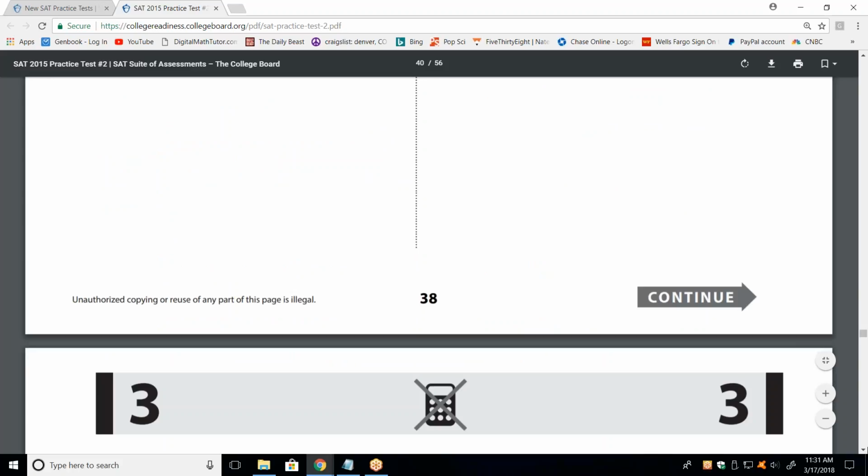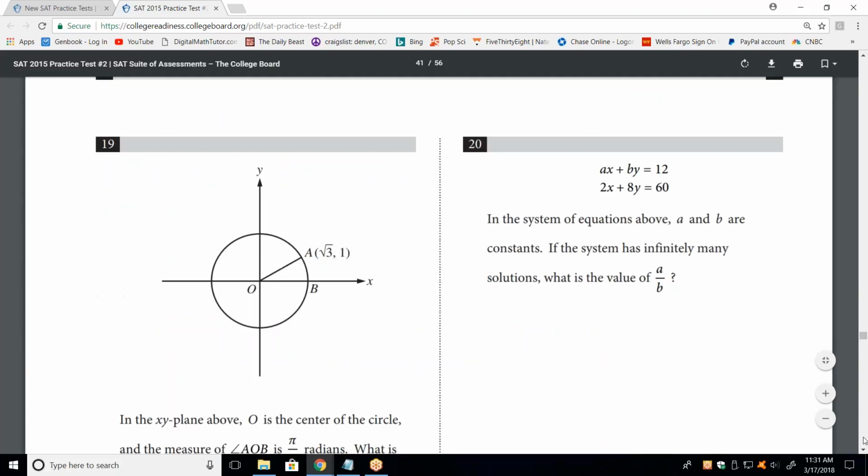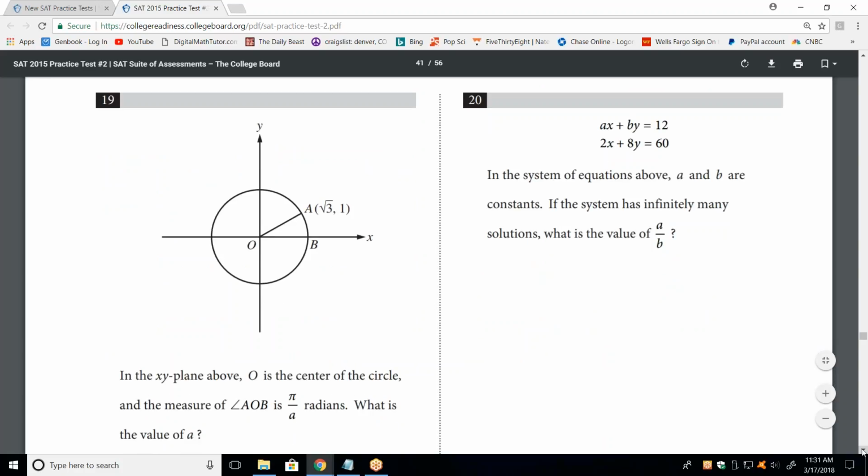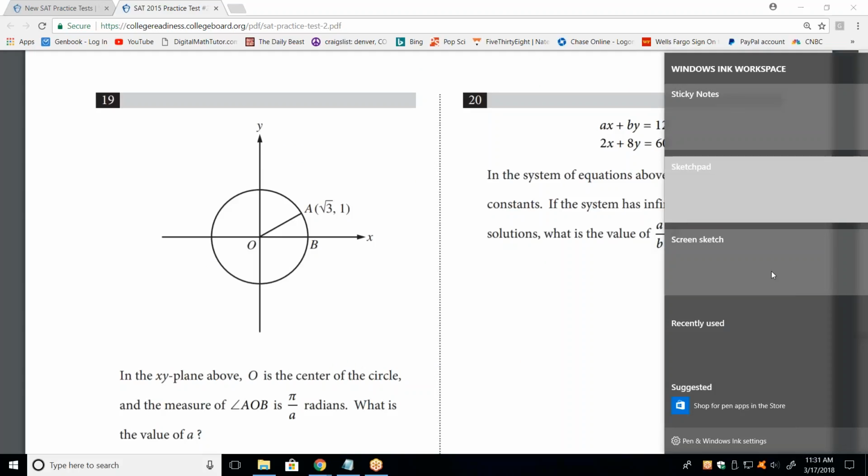That's the done of the grid. There's not that many grids. However, we are in the non-calculator section still. I'm not going to spend a lot of time on the trig.